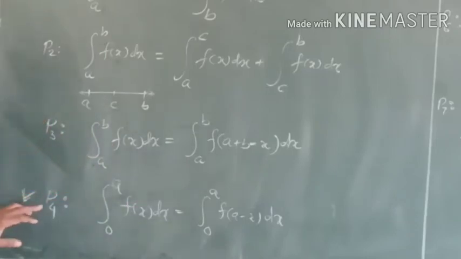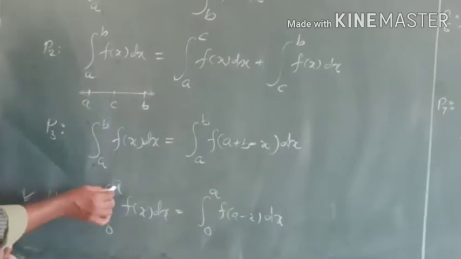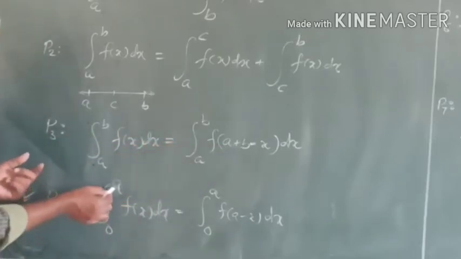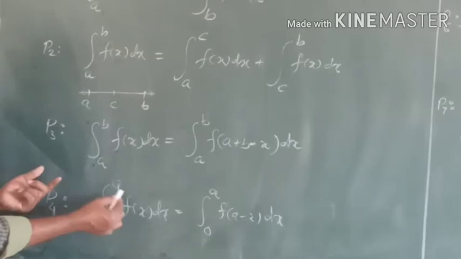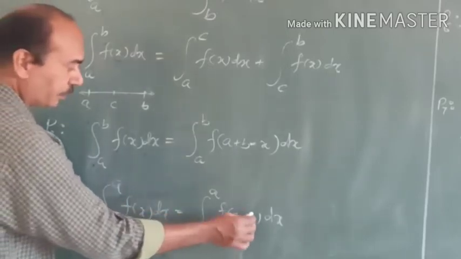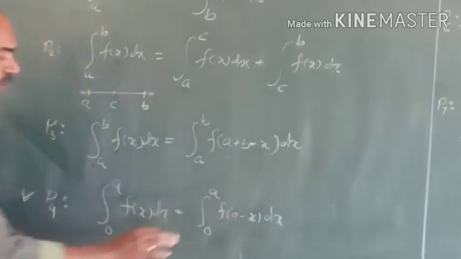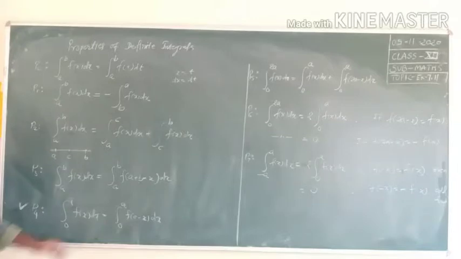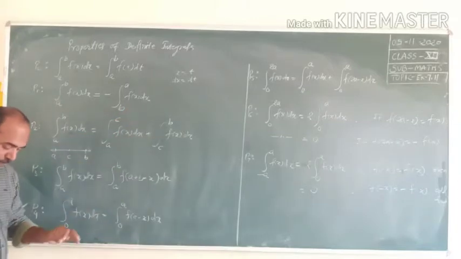And there is one more property, P4, which is based on this property. Once again the limit is 0 to a. If we add 0 plus a, we get only a, like a plus b. So in place of x write only a minus x. There will be no effect, and this is known as property number 4. In most questions of exercise 7.11, this property will be applied.